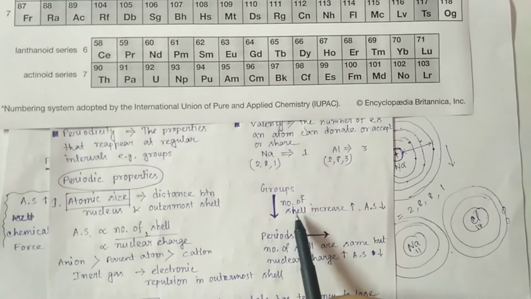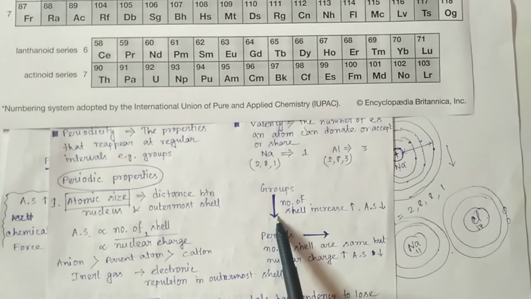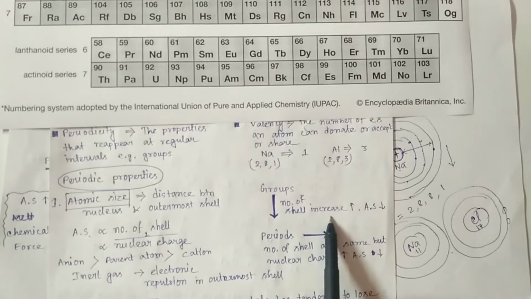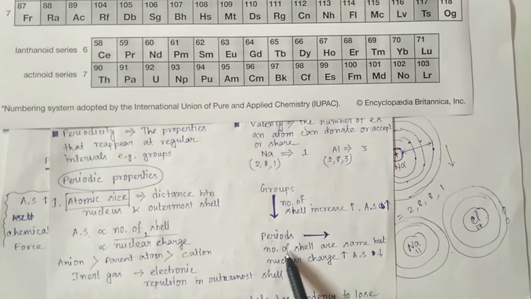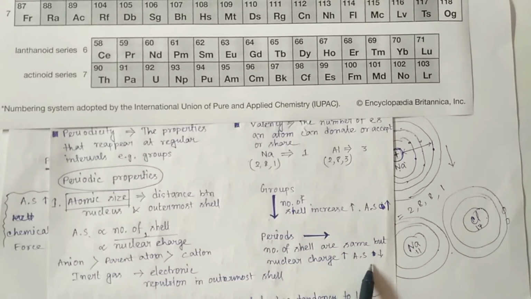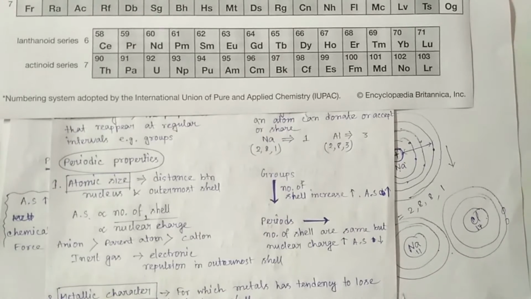So we can also conclude that along groups, if we move from top to bottom, then as the number of shells increases, atomic size increases. Similarly, if we go left to right along a period, the number of shells is the same, but the nuclear charge is increasing. That is why atomic size is decreasing. Inert gases actually face electronic repulsion in their outermost shell, but they are stable.